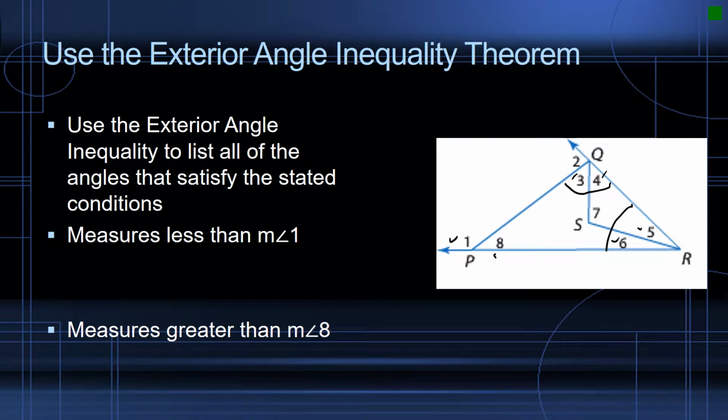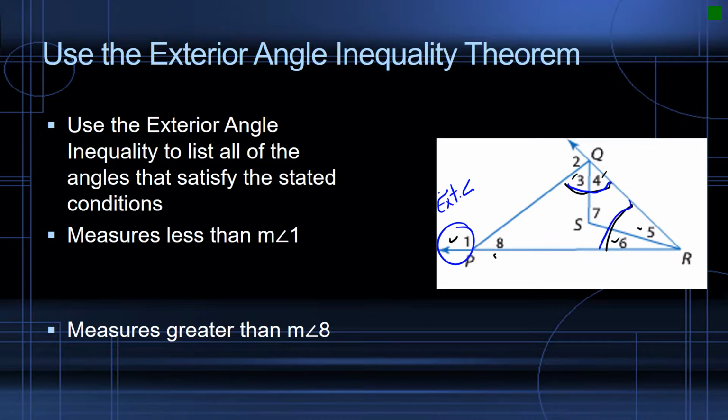Okay, so let's see what we got here. Use the exterior angle inequality to list all the angles that satisfy the stated conditions. And the first stated condition we're looking at is measures less than the measure of angle 1. Well, we've already decided that angle 1 is an exterior angle because it's outside the triangle. And that would mean that those that are less than are going to be the remote angles.